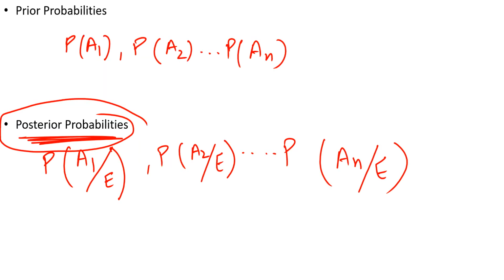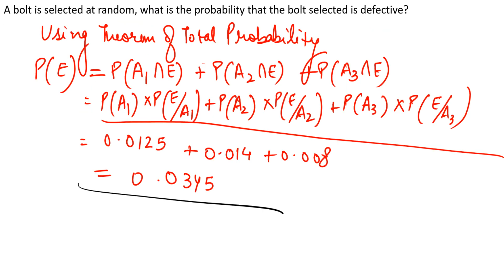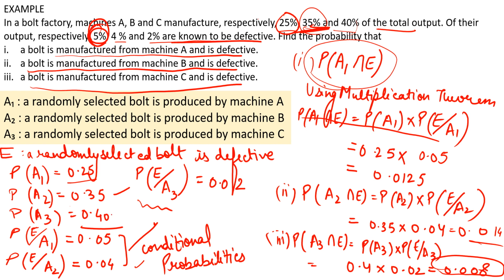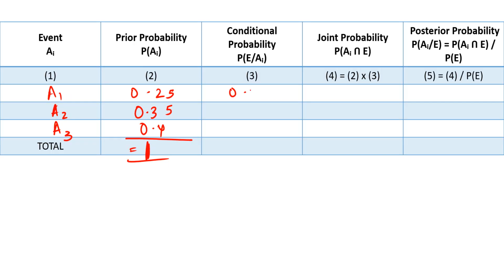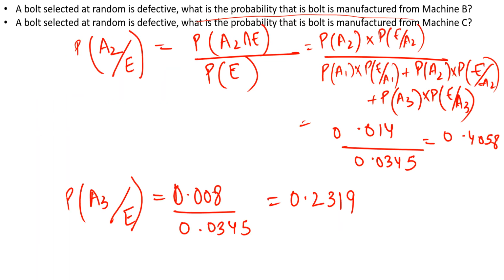Next is the conditional probability. This we have already computed over here: 0.05, 0.04 and 0.02. So just write this down: 0.05, 0.04, 0.02. Joint probability is the intersection.